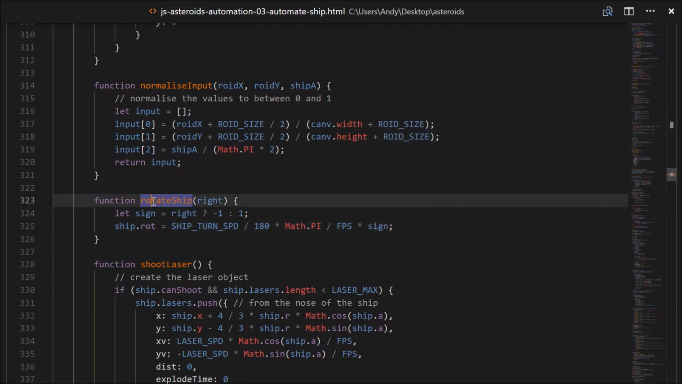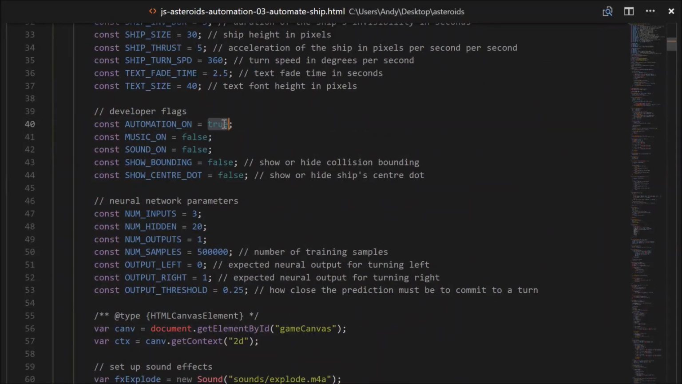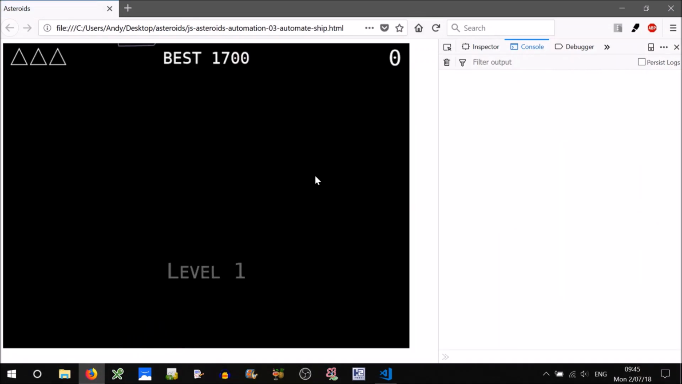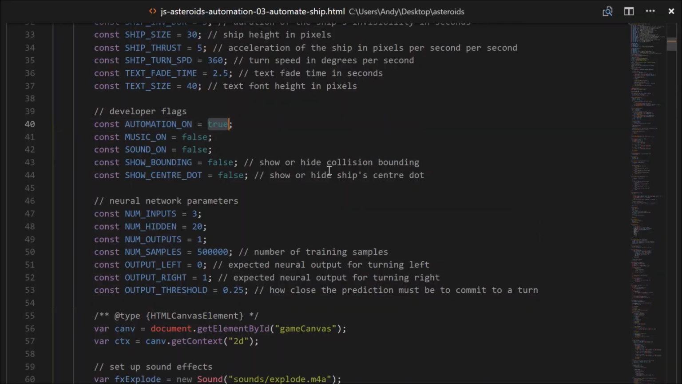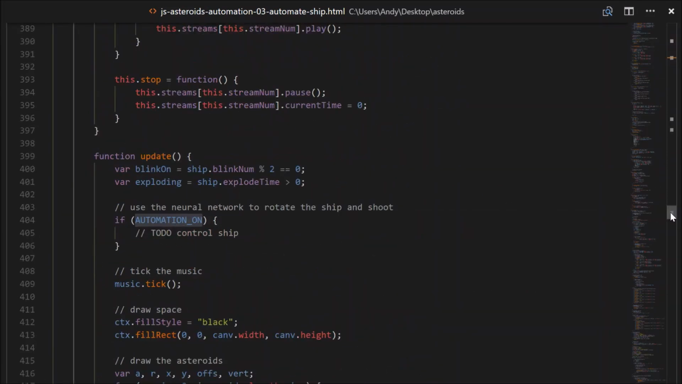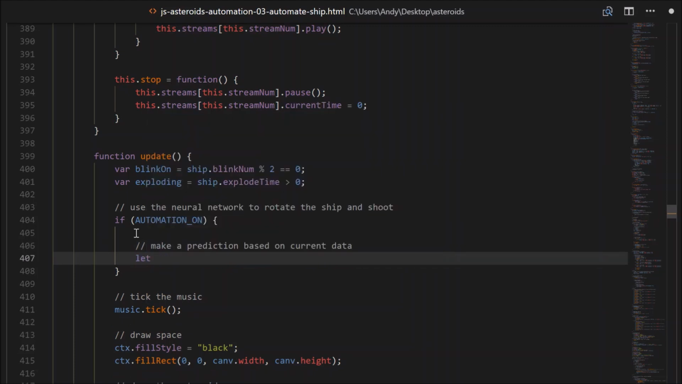That should be okay. Just to make sure we haven't broken anything, how about we turn it back into manual mode? So automation on is false, and make sure that we can control this ship. Yep, I can turn left and right, no problem. That's all good. Put that back to true. And now let's go down to our update function. Where is that? Down here. To do: control the ship. So we'll need to make a prediction based on current data. So let's make some variables. We need to know the asteroid's x, which will equal roids.